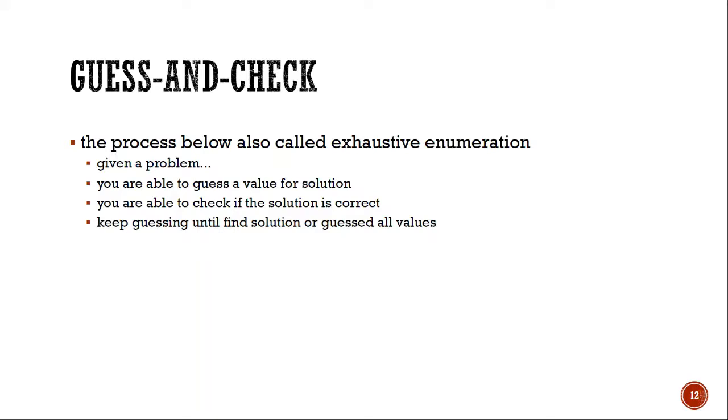The first method is the guess and check method. This process is also called exhaustive enumeration. Using this method, we guess a value for a solution, and then we check if the solution is correct. Given a problem, we start with a guess and check if the solution is correct. If not, we make another guess. This continues until we find a solution or we have guessed all values.